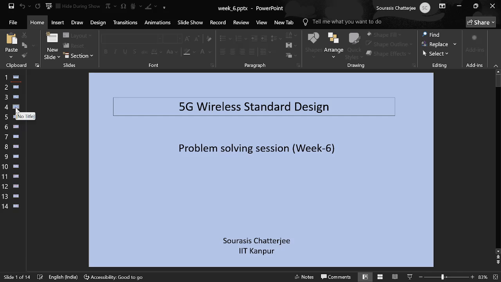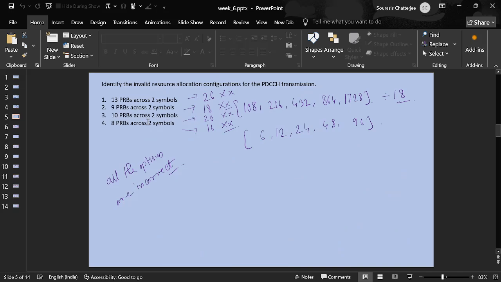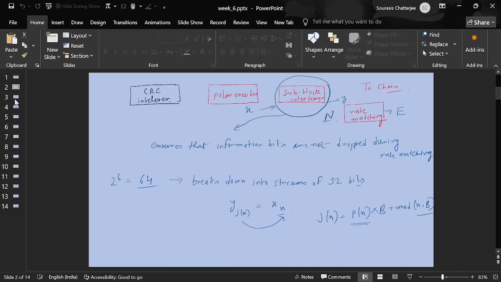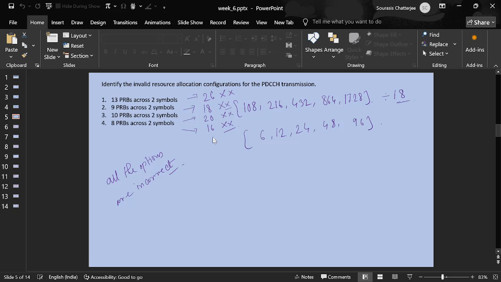So let us first start with the first question here. I'll skip the brief discussion I have based on the week 6 content, because you can always find it in the course material itself, so no point in going through it. So let's get to the model questions.